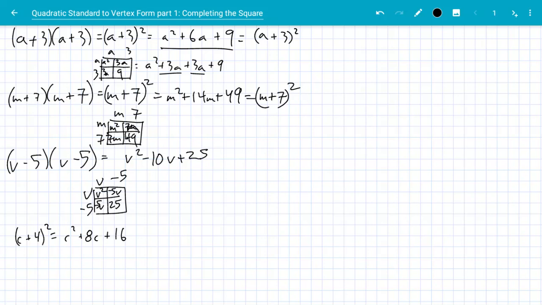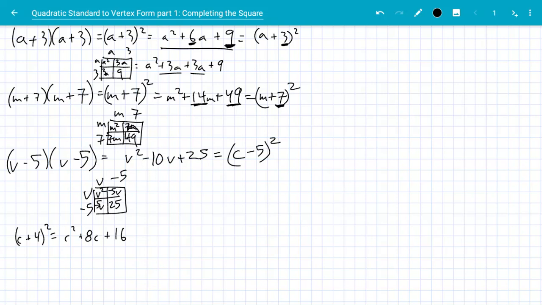Now notice the relationship here. The square root of 9 is 3. Also, half of 6 is 3. We can see that relationship holds. The square root of 49 is 7. Half of 14 is 7. So that's why this is just c minus 5 quantity squared.